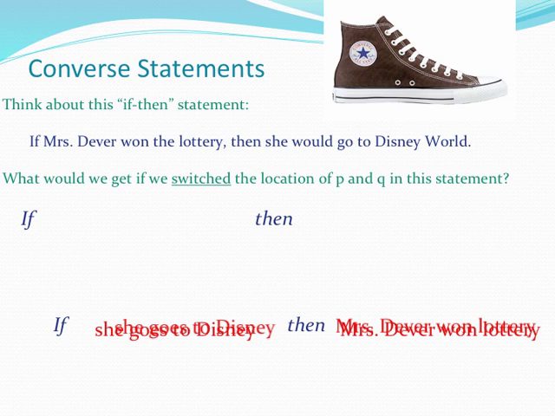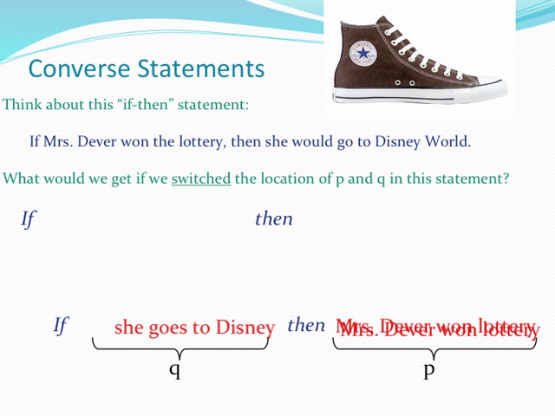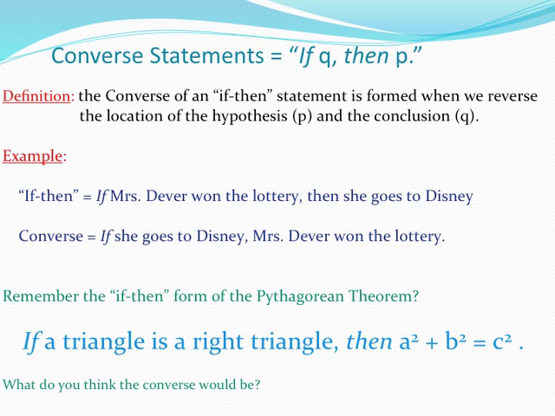we get, if she goes to Disney, then Mrs. Dever won the lottery. And this isn't necessarily true. I've gone to Disney before, but I've never won the lottery. We switch P and Q around. That's a converse statement. The converse says, if Q, then P.